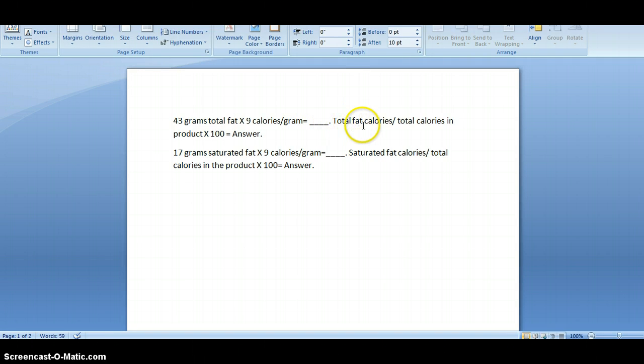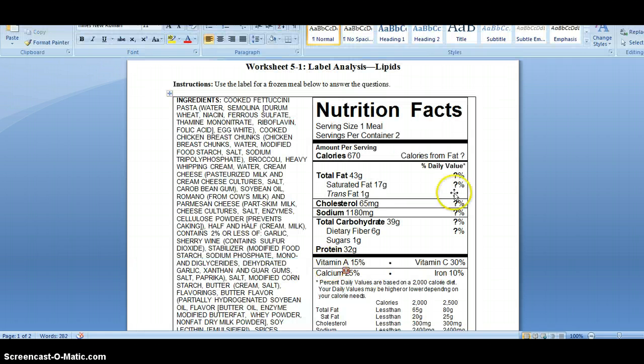Then take your total fat calories and divide it by the total calories in the product and multiply it times 100, and that will give you the answer for that one.